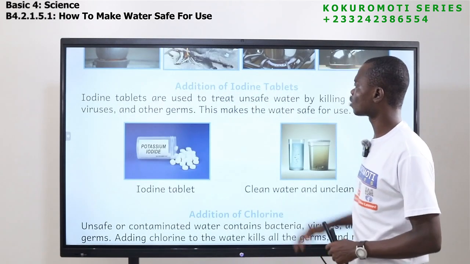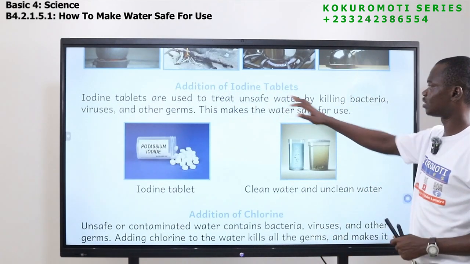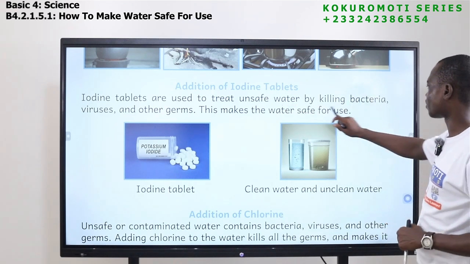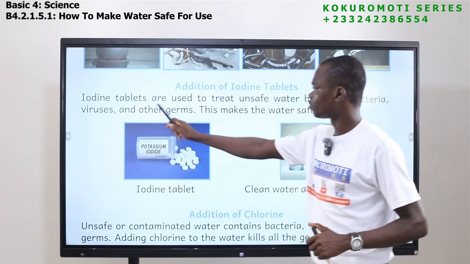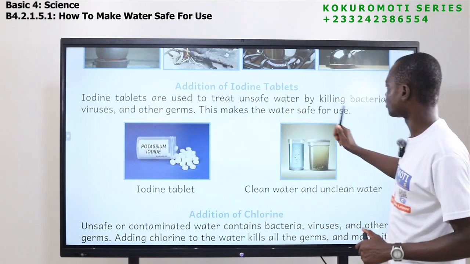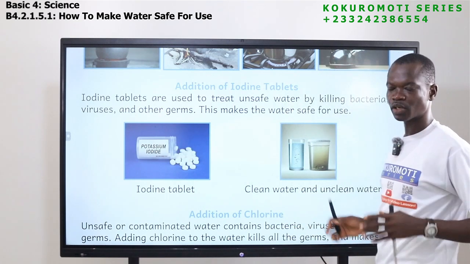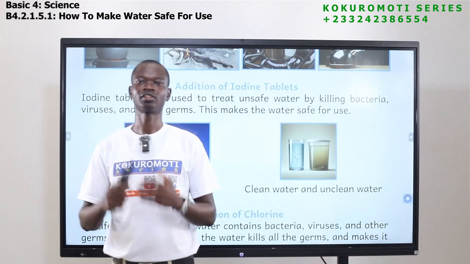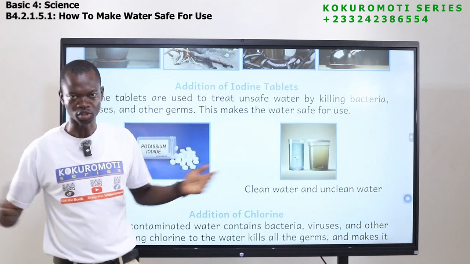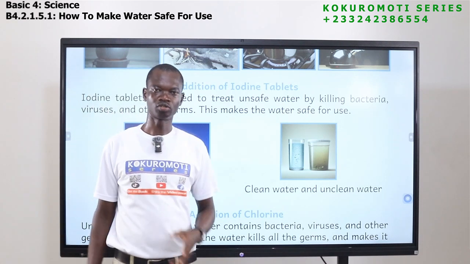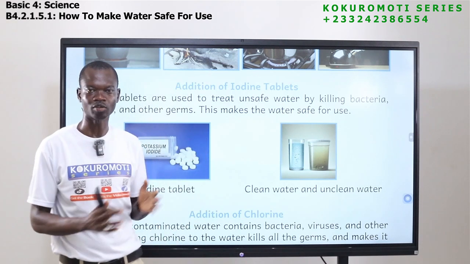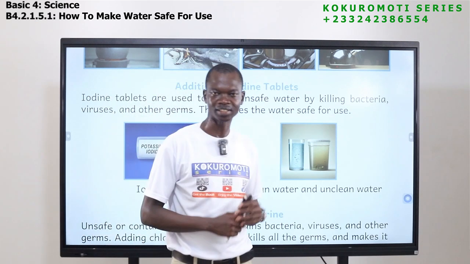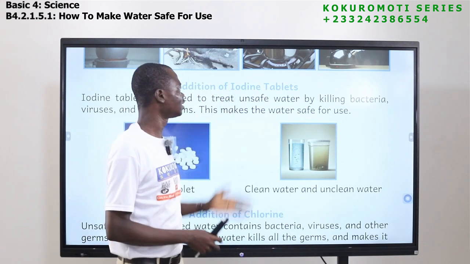Okay. The next one is addition of iodine tablets. Iodine tablets are used to treat unsafe water by killing bacteria, viruses, and other germs. This makes the water safe for use. So if the water is dirty, polluted, or contaminated, and you want to use it, you don't want to throw the water away because it is contaminated. You still want to use it. Yes, there is a way that you can make that contaminated water clean for use. And one of them is addition of iodine tablets.